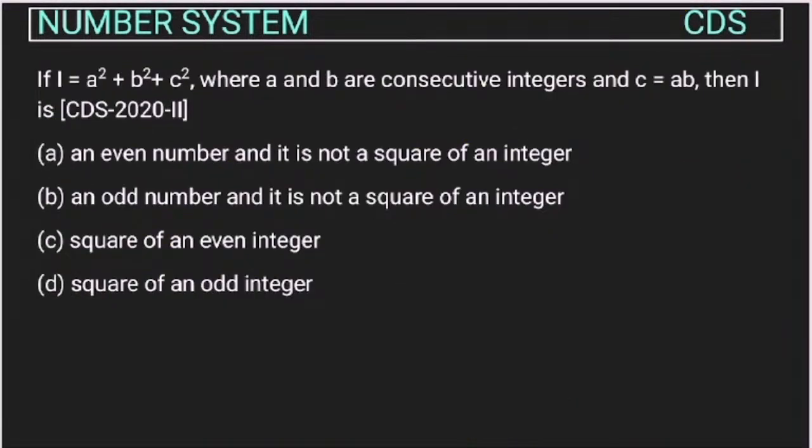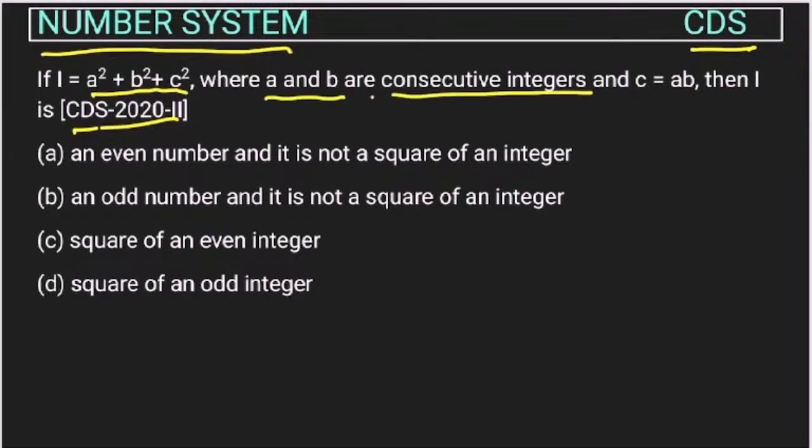Now this is the question of number system asked in CDS 2020. If L is equal to a square plus b square plus c square, where a, b are consecutive integers and c is equal to ab, then L is, right? In these kinds of questions, it is always better to consider some values.